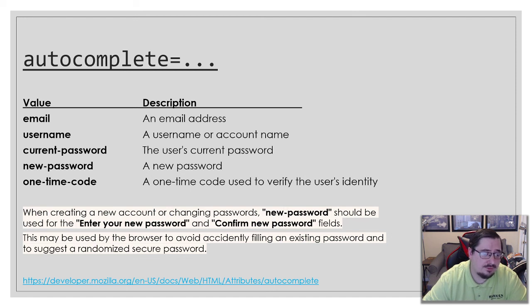And then finally, we have the one-time code. One-time code is for things like confirmation codes, especially for two-factor authentication. Sometimes when you log into different systems, whether it be Steam or Google or Facebook, they'll send you an email or a text message to say, here's the special 6-digit code, enter it on the website to prove that you're actually you. So that's what the one-time code is used for.